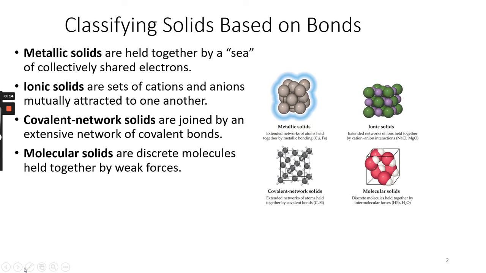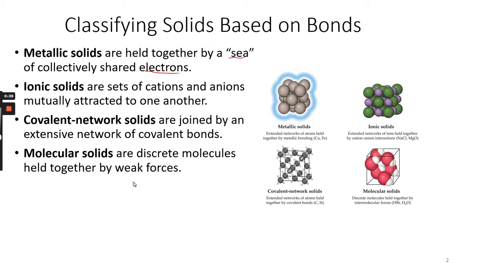So how do we classify solids based on bonds? Well, there's four types of bonds that you could have. There's the metallic solids that are held together by a sea of electrons. There's the ionic solid that is the attraction between the cations and anions that are mutually attracted to each other. And that's what you see here, okay?